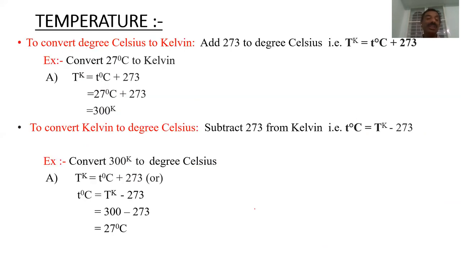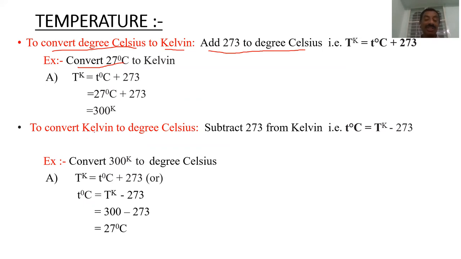Here is an example to convert the temperature in different scales. First, to convert degree Celsius to Kelvin, since Kelvin is bigger, add 273 to degree Celsius. T K is equal to T degree C plus 273. Example: convert 27 degree C to Kelvin. Celsius is given, so we add 273. 27 plus 273 is equal to 300 K.